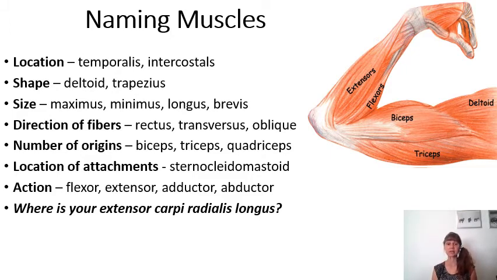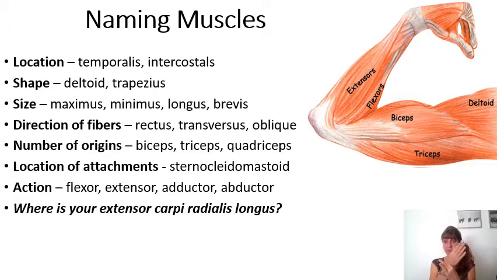Sometimes muscles are named in accordance with their action. Remember that from the hip up, most of the muscles, not all, most of the muscles anteriorly are flexors. Most of the muscles posteriorly are extensors. Muscles that move body parts in towards the midline, crossing it, are adductors. Think of adding things together, whereas muscles that move body parts away are abductors.